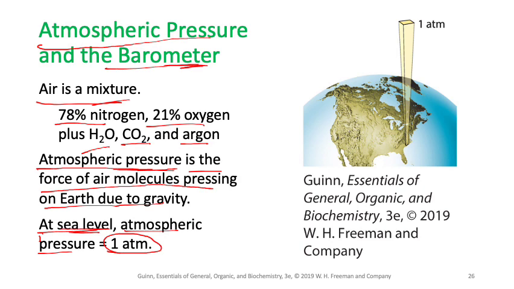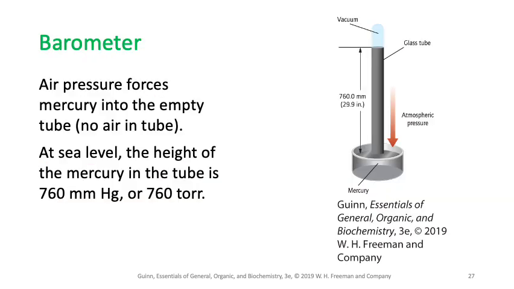Now we're going to see how we can get this 1 atm, and how we're going to use the barometer, the instrument that we're going to use to measure the atmospheric pressure. Let's talk about this on the next slide. So a barometer is an instrument that we normally use to measure the atmospheric pressure at sea level.